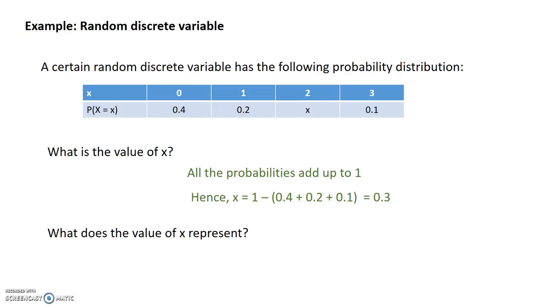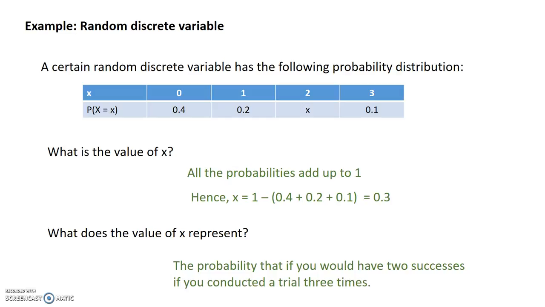What does that x equals 2, probability 0.3, represent? It's the probability that you'd have 2 successes if you conducted 3 trials. Okay, that's what it just means. You have a total of 3 trials. This is 3 successes, 2 successes, 1 success, no successes.